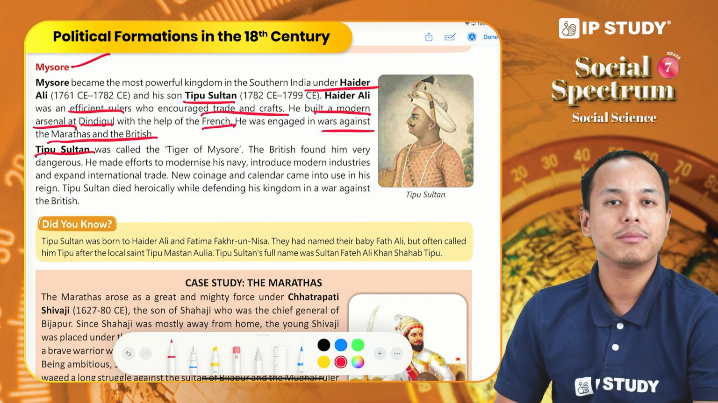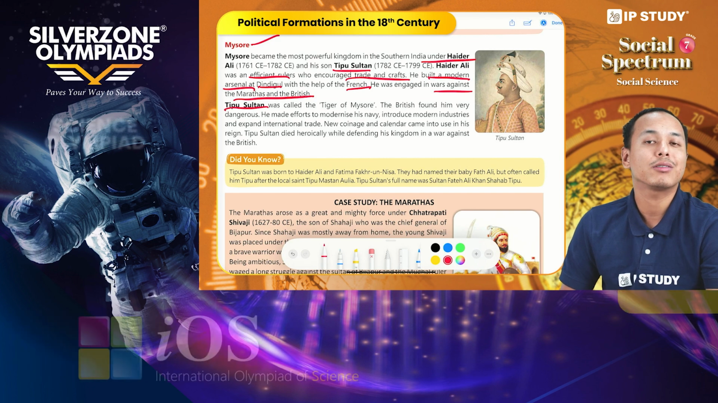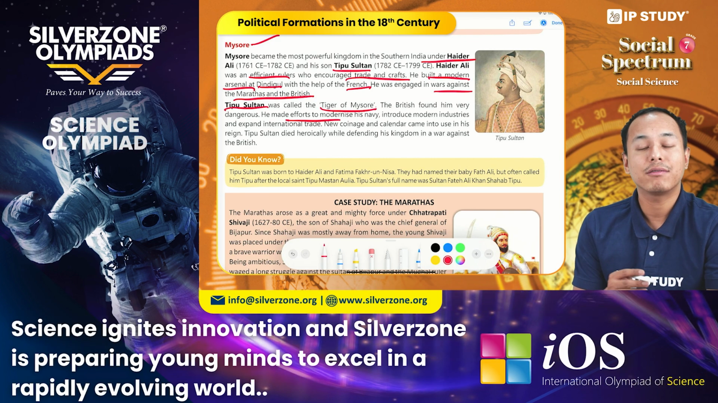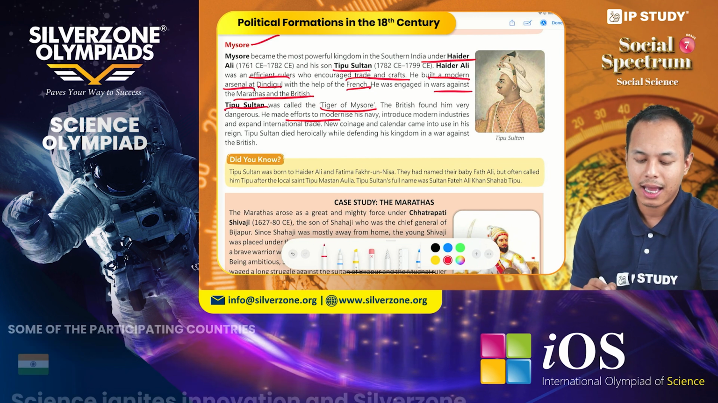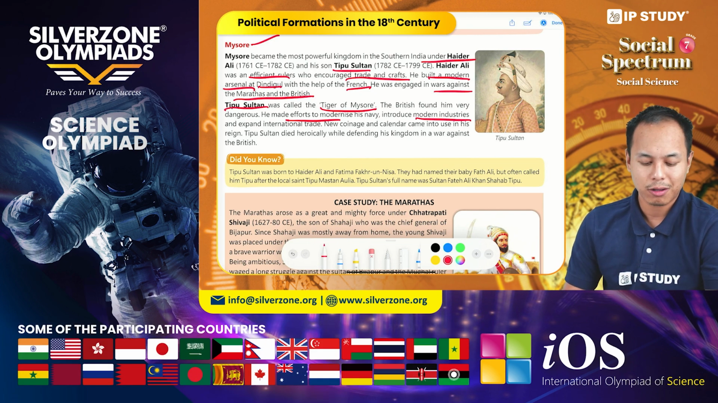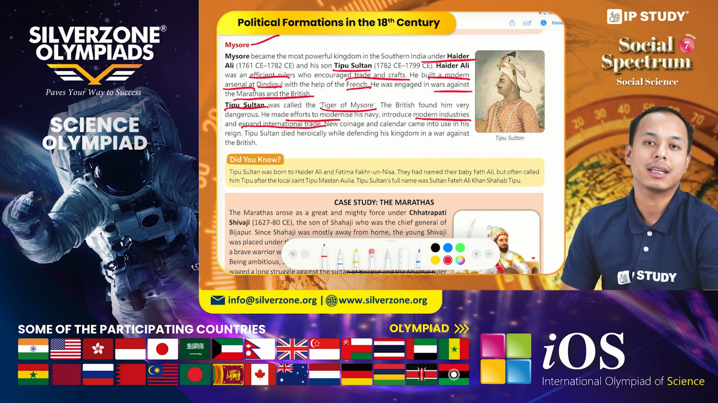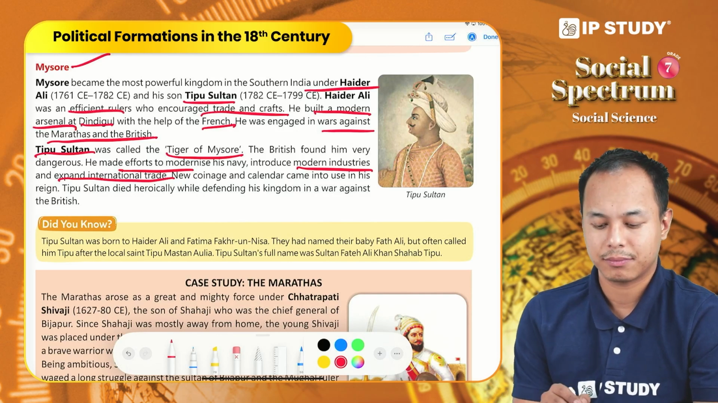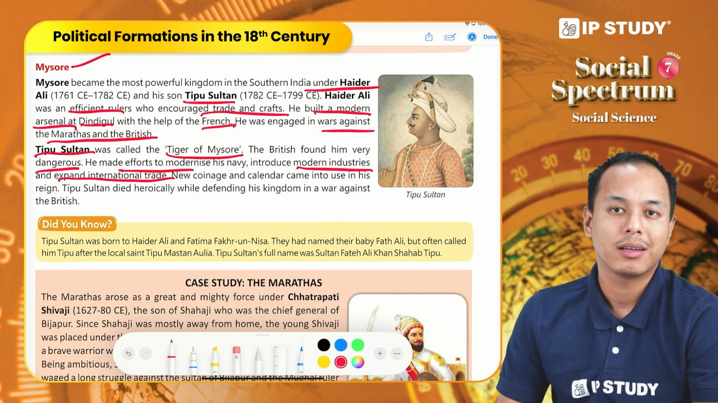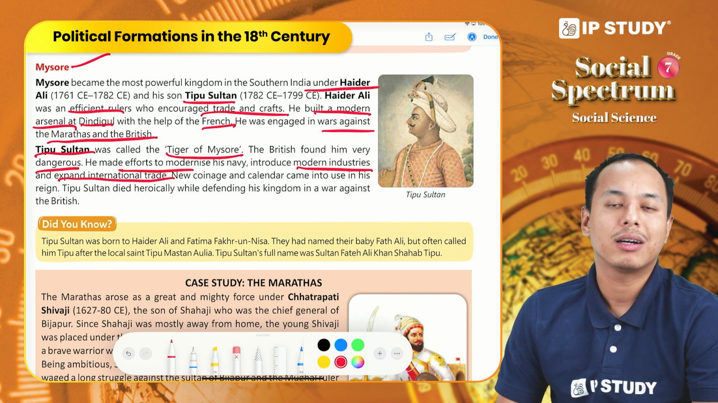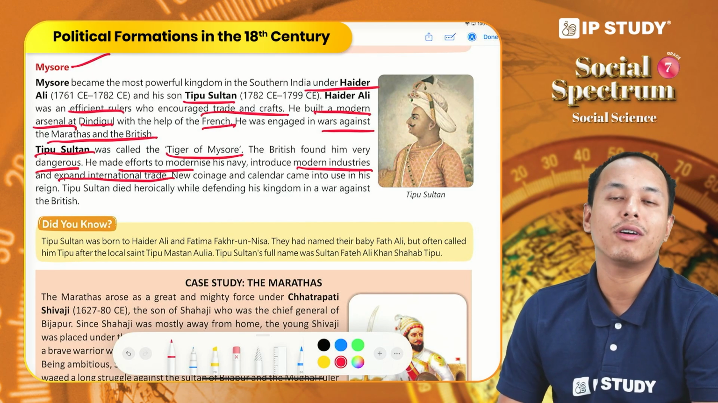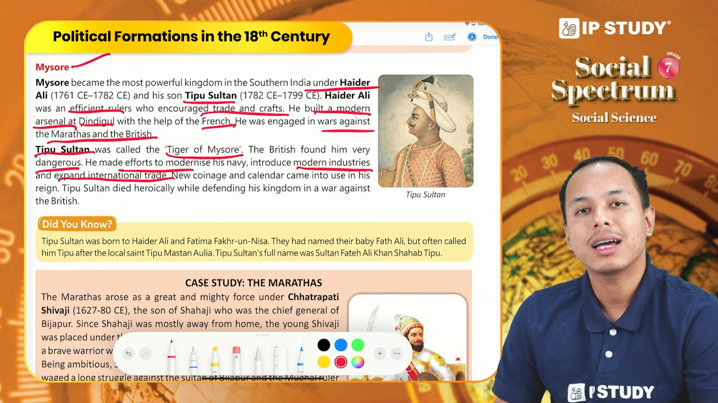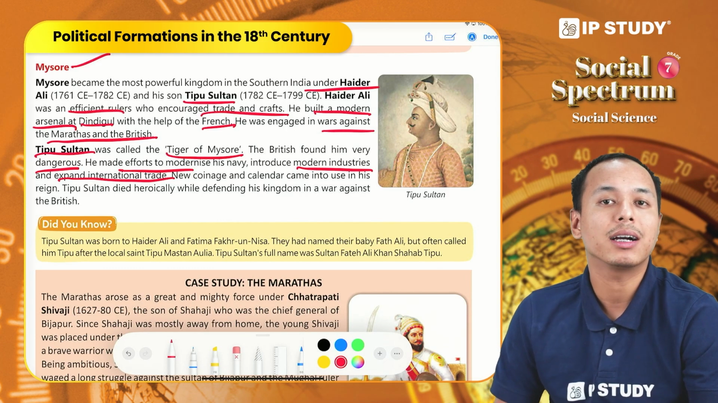After Hyder Ali, his son Tipu Sultan succeeded him. He was also called the Tiger of Mysore. Tipu Sultan made efforts to modernize his navy and he also introduced many modern industries. He also tried to expand international trade. Because he was very powerful, the British found him dangerous. So there were many wars with the British in which Tipu Sultan fought valiantly, and he died protecting his capital in the last battle, the Battle of Seringapatam, against the British.